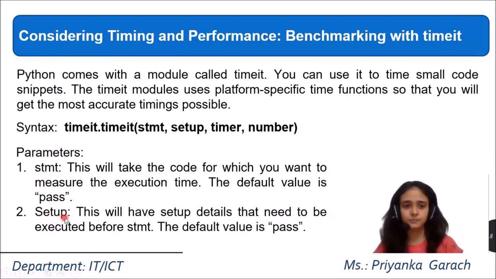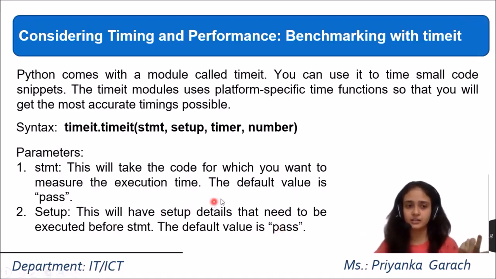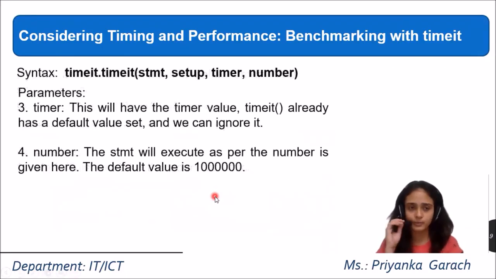So what is this setup? It is always executed before the statement, which is the first parameter. The default value is pass. In unit number 1, in the Python basics, we have already seen what pass is. Pass means we want to do nothing, just pass the control. So for that, pass is used. By default, the value of setup is pass, and the statement is also pass.